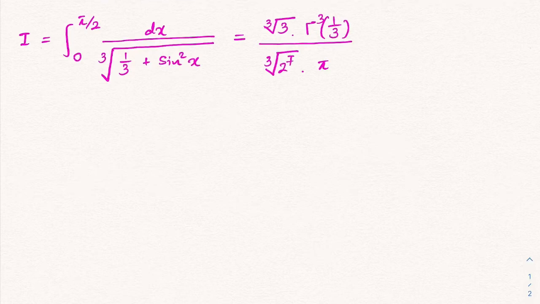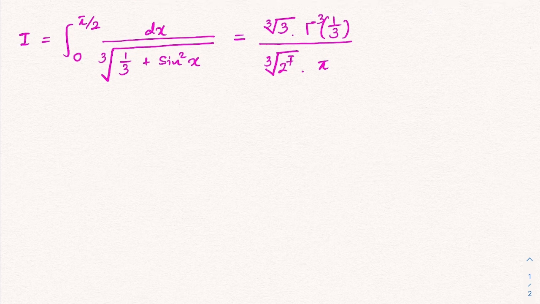In this video, we are going to solve this interesting integral: the integral from 0 to pi over 2 of dx over the cube root of 1/3 plus sine squared of x. And the answer is cube root of 3 times gamma of 1/3 cubed, over cube root of 2 to the 7 times pi.